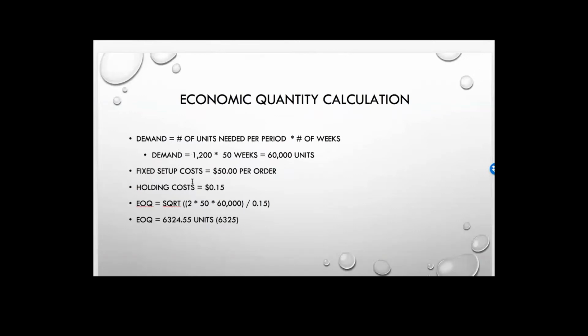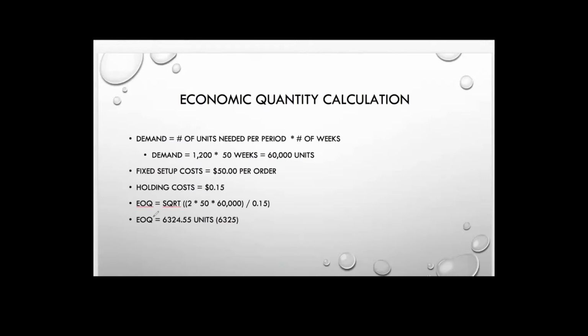Let me get my drawing tool out here. The demand is 1,200 per week, and with 50 weeks in a year, 1,200 times 50 is 60,000. So that's where 60,000 comes from, and then we divide it by our holding cost, which is 0.15.